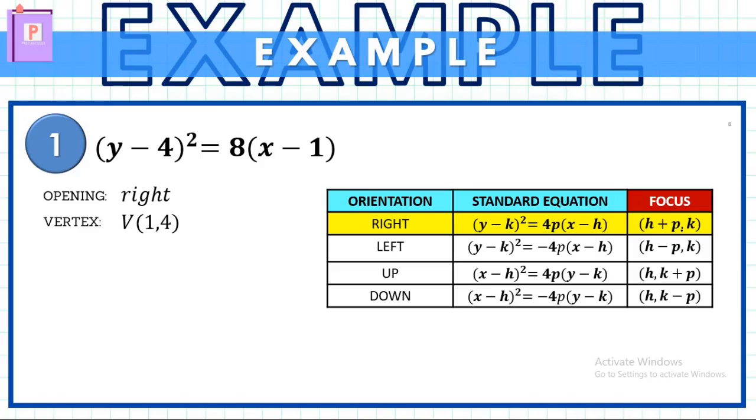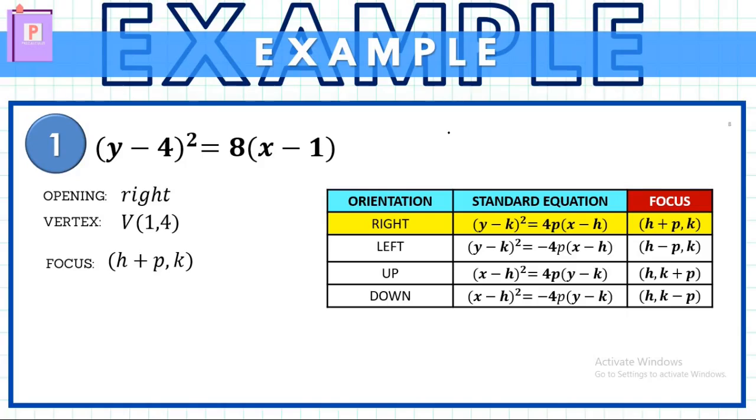Now, why do we need to determine the vertex? Because the formula to find the focus will involve variables h and k. And aside from that, we need the value of p. So, to identify the focus of this parabola that opens to the right, we are going to follow (h plus p, k). Now, where did we get (h plus p, k)?